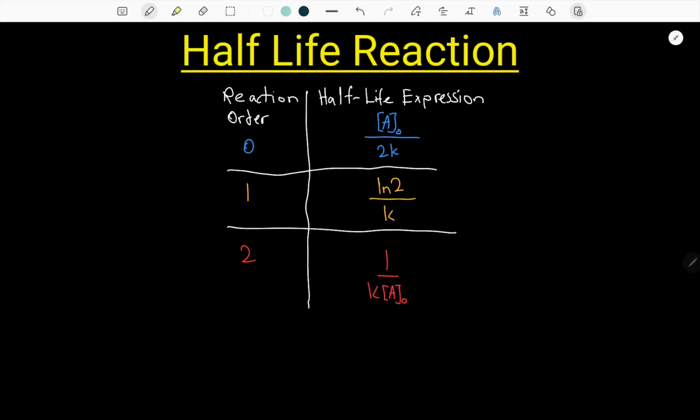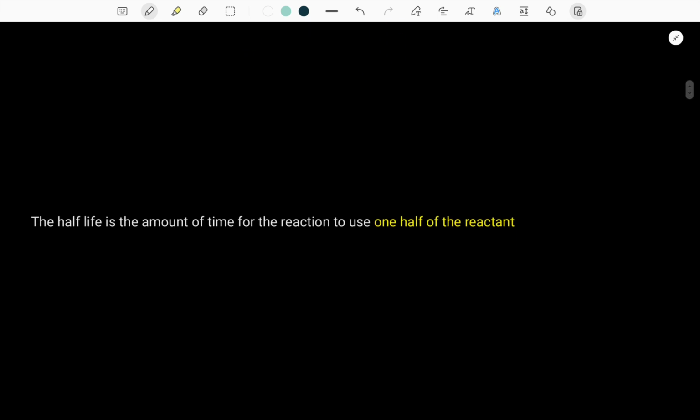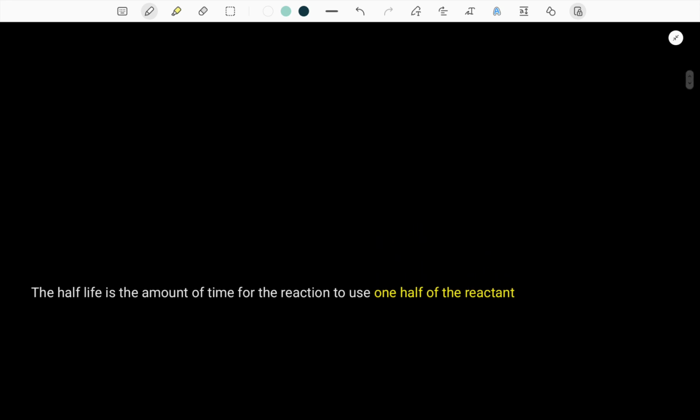So in this video we'll be going over half-life reactions and their formulas for each reaction order. As you can see, I have made a table for the three formulas that you have to memorize for this video. The first one is order 0, 1 and 2, and these are the corresponding formulas. And you might ask, what does half-life mean? It is basically the amount of time for the reaction to use half of the reactant in the chemical reaction. So now let's look at some examples and it will be more clear.